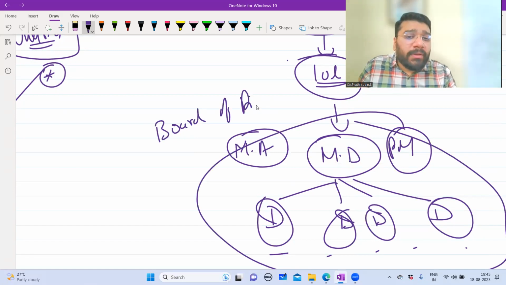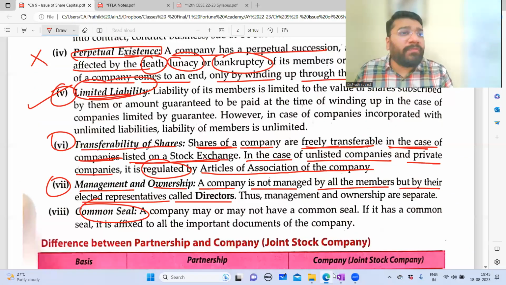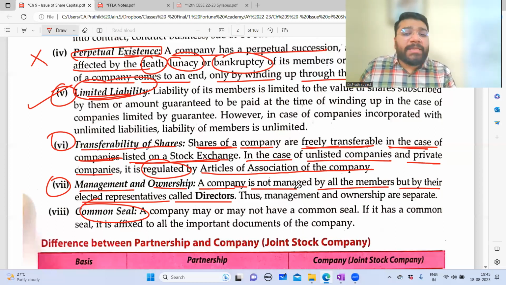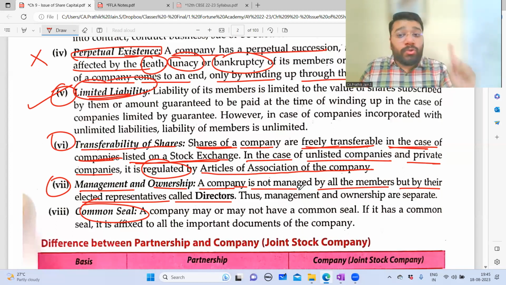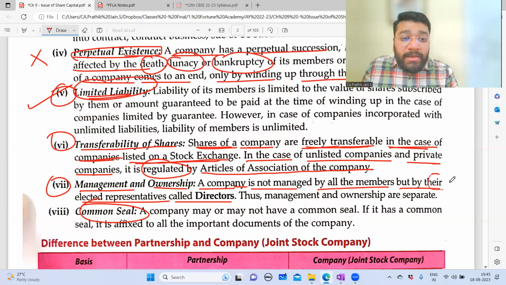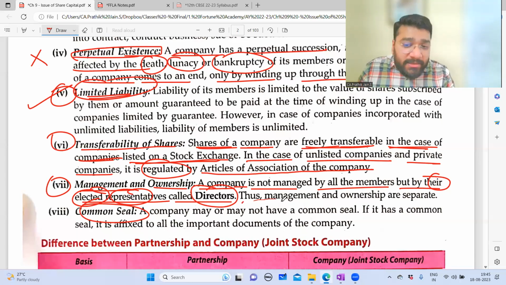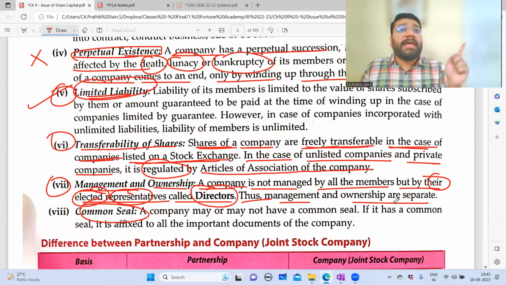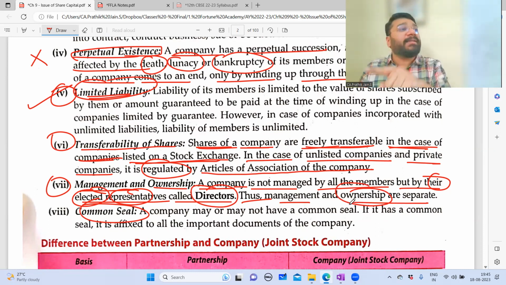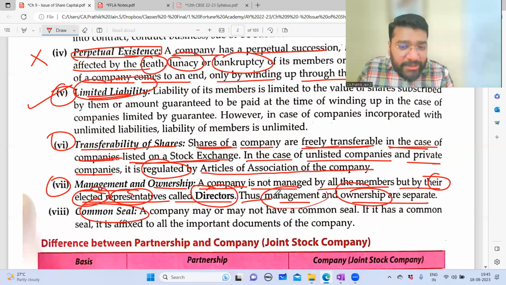board of directors. So a company is not managed by all the members. All the owners do not manage, but their elected representatives called directors manage the business. Thus the management and the ownership are separate. Every person who is an owner will not manage. These owners will elect some people and those people have to manage the business.